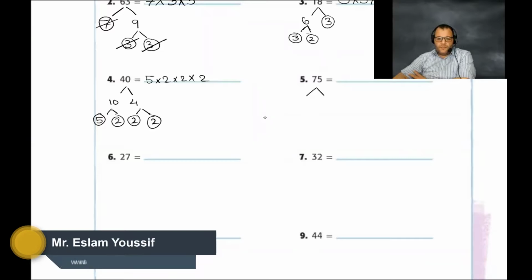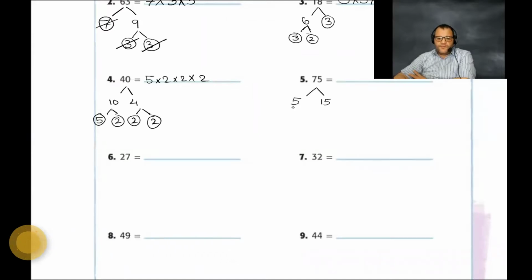5 times 15. Oh, yeah. Okay. Is 5 prime or composite? Prime number, so put it inside the circle. Prime, inside the circle. Composite, continue the tree.